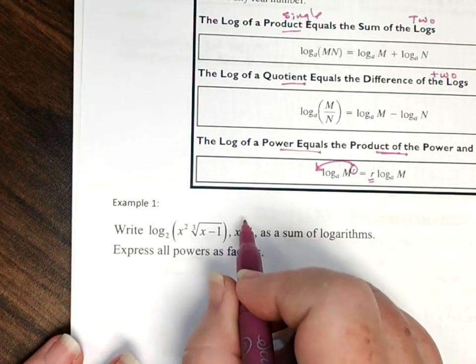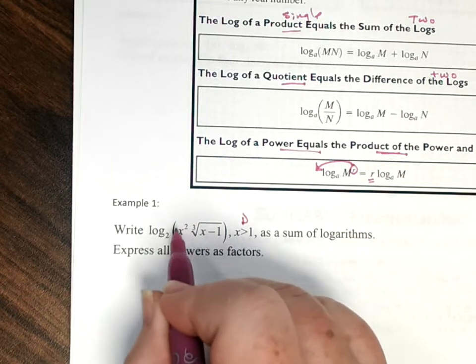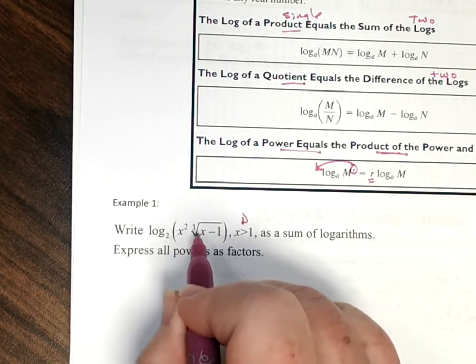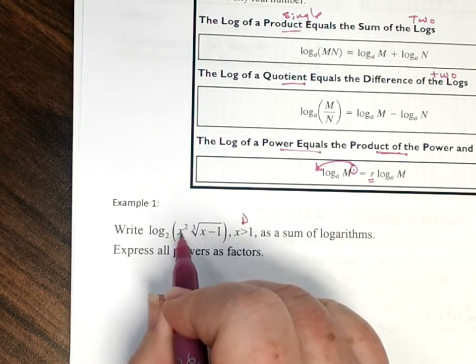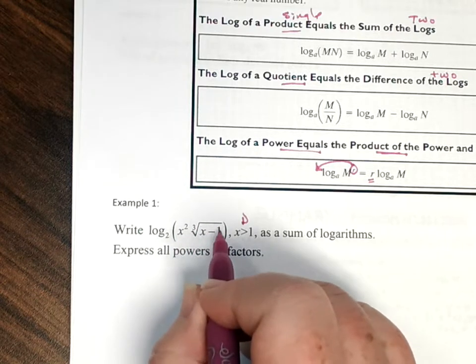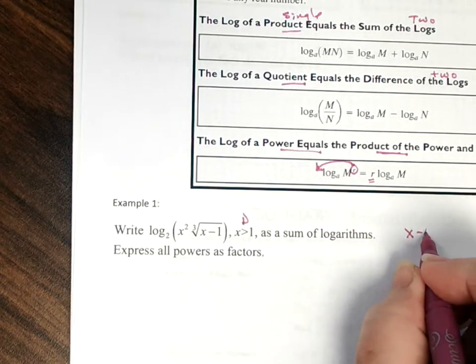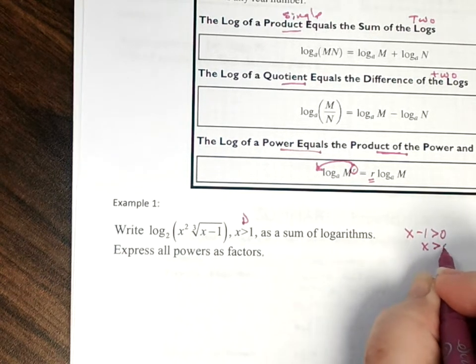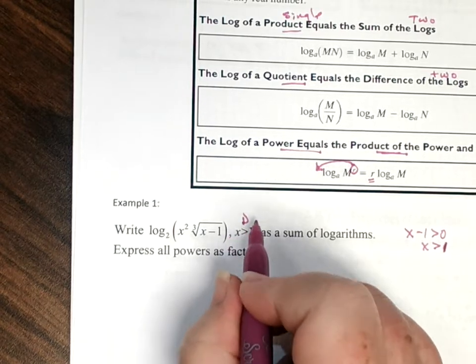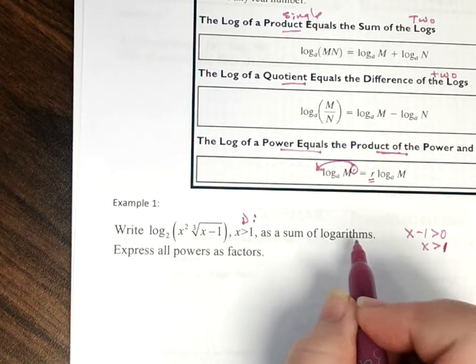They have told me that the domain is x is greater than 1, because we know, remember, that this argument has to be positive. It's always positive for x squared, but it's only positive if this cube root has a value that is greater than 0. And so by setting x minus 1 is greater than 0, we know x must be greater than 1. So that's where the domain came from. But they want us to write a sum of logs.